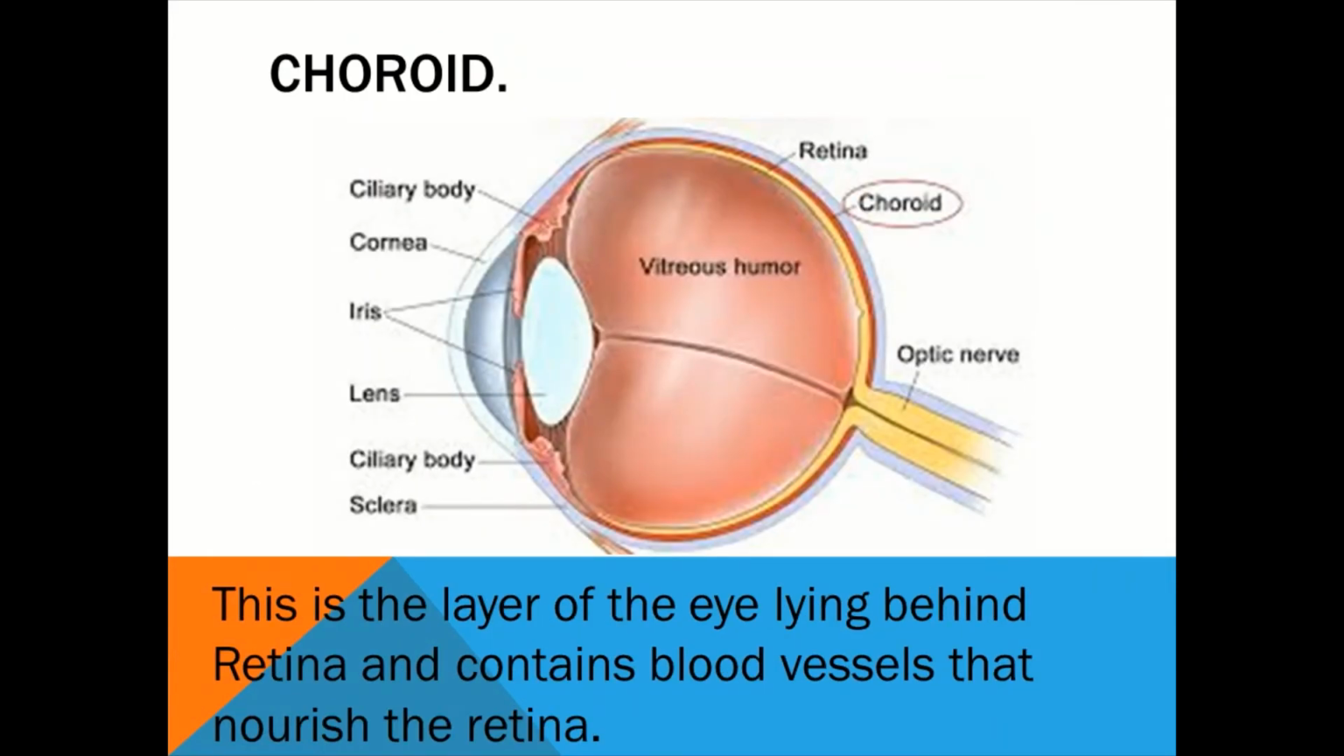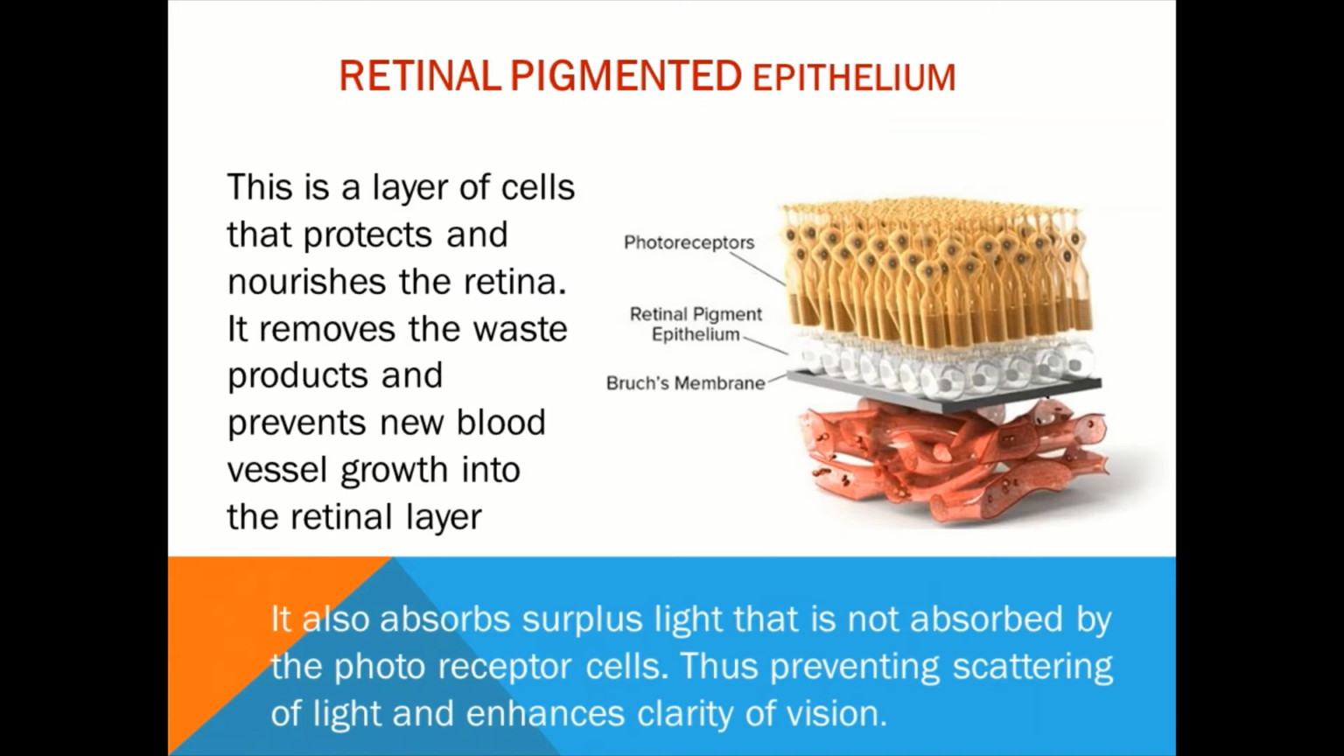Choroid. This is the layer of the eye lying behind the retina and contains blood vessels that nourish the retina. Retinal pigmented epithelium.